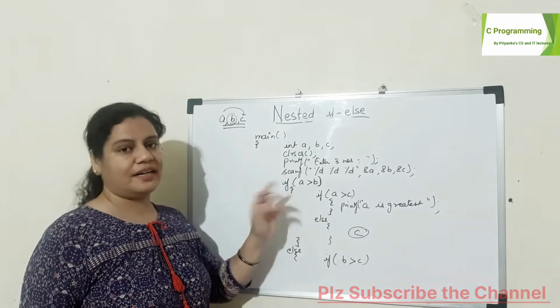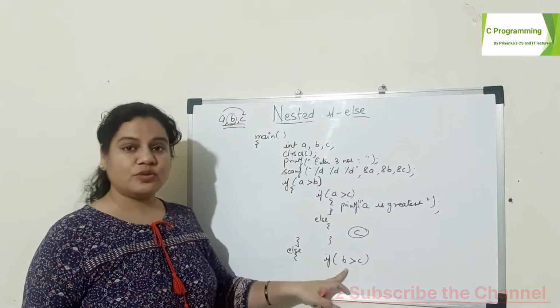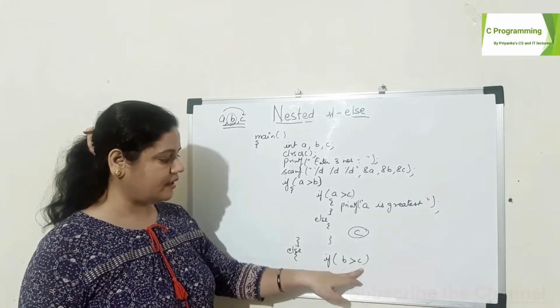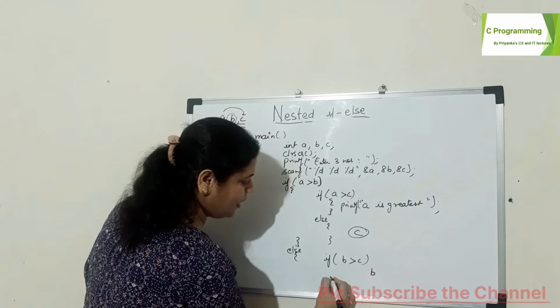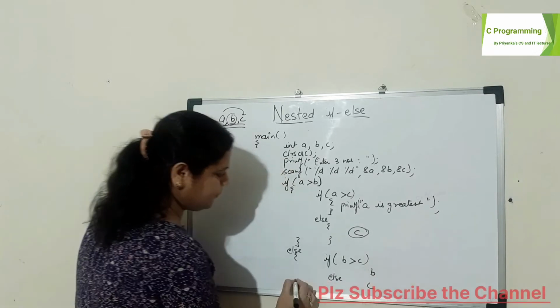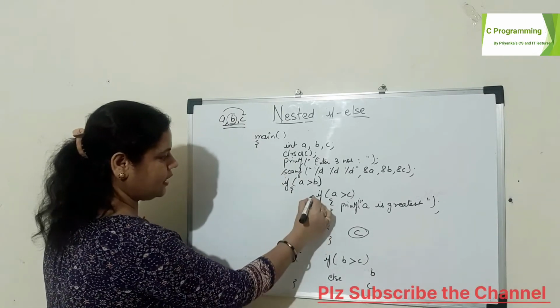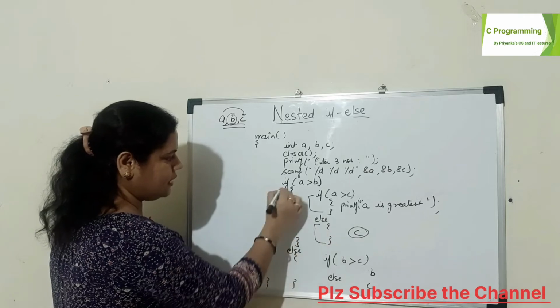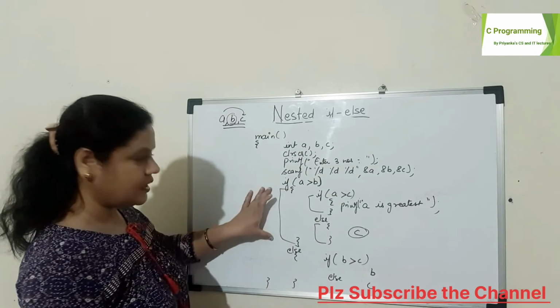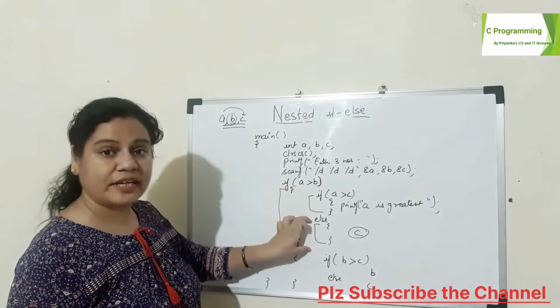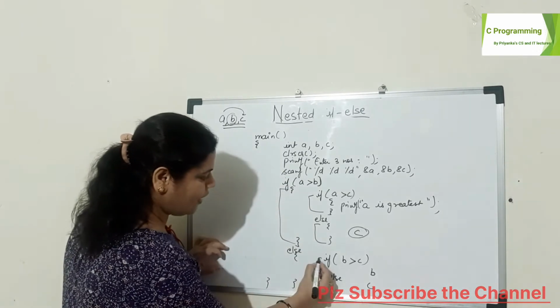B is greater than A. It is true. Then I need to check it with C also. B is greater than C. Then you need to print B else C. This is if. This is else. This is if. In this if block, I have if and else. And in this else block, I have if and else.